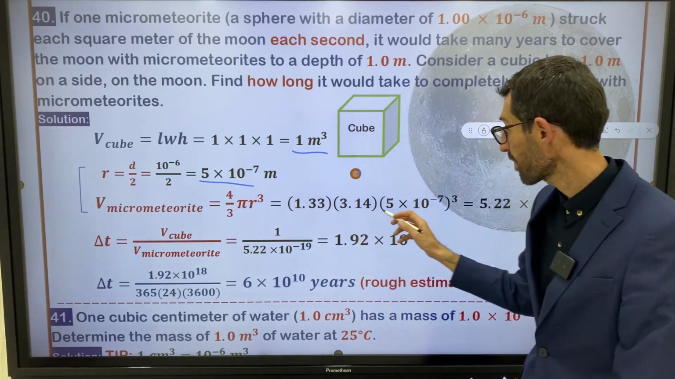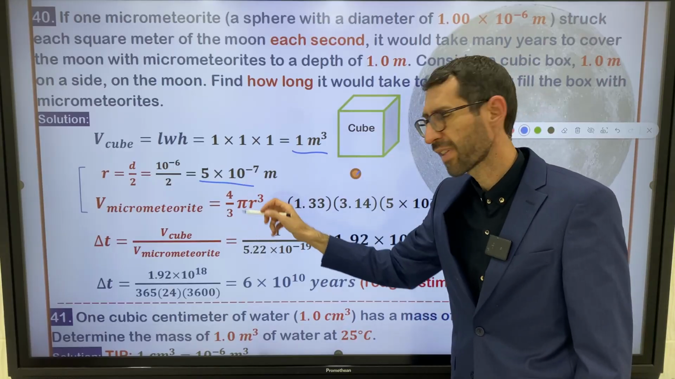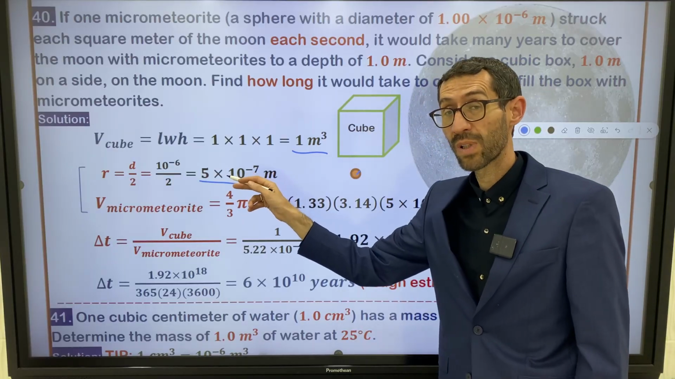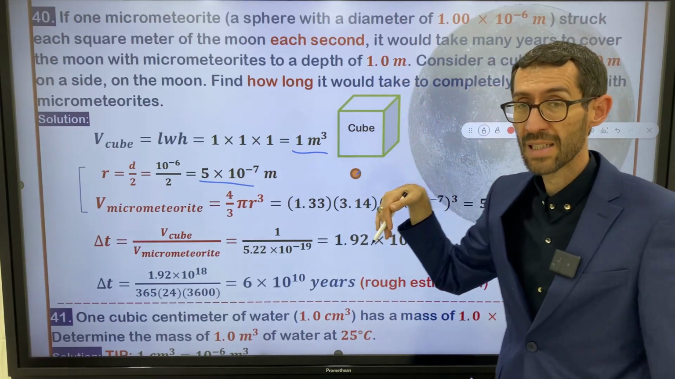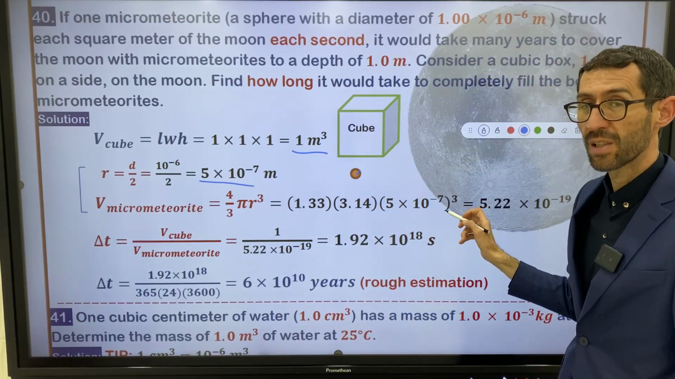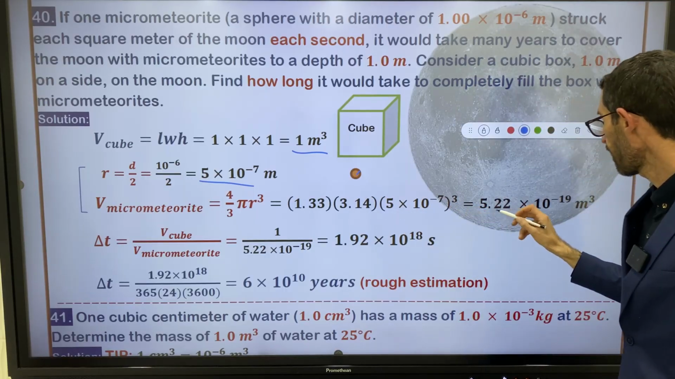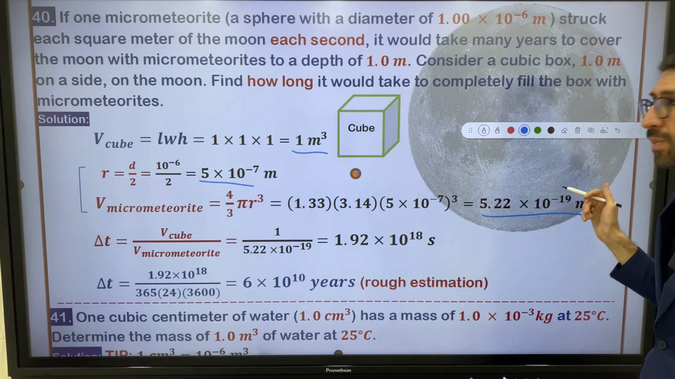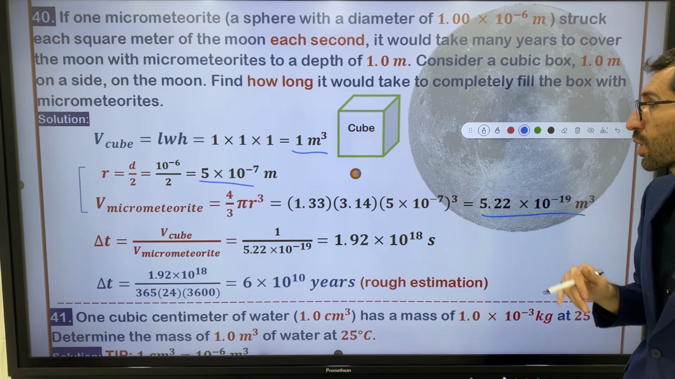By substitution, 4/3 is a constant number, pi is a constant. R we already found by dividing the diameter by 2. You have to cube it, and after that you find the answer. This is the answer, right? 5.22 times 10 to the power negative 19 cubic meters. So we have 2 volumes.